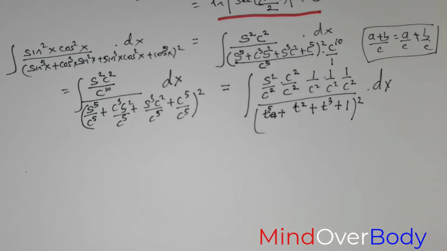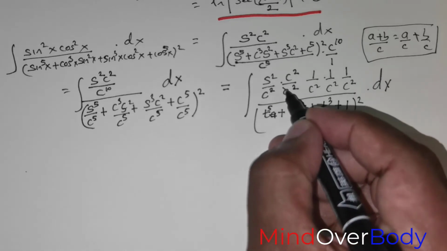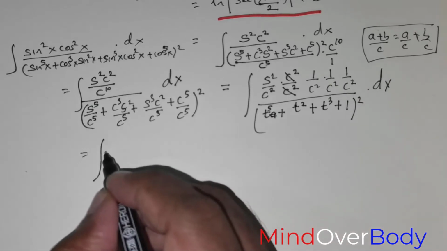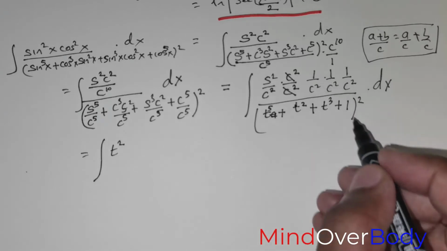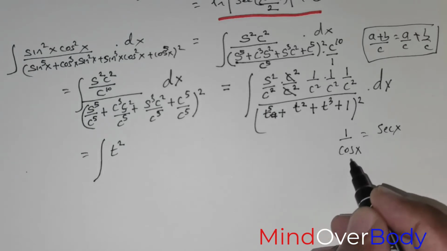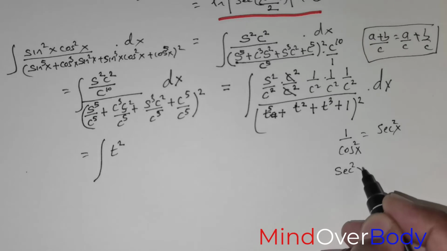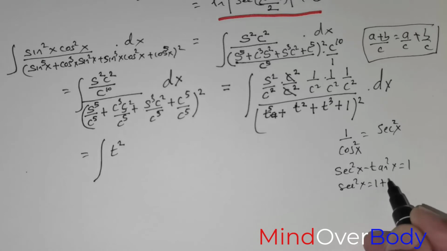So we need to do some alterations like that. Now let us replace s squared over c squared as t squared. Of course, this c squared and c squared in the numerator will be cancelled. So in the numerator I got t squared times, now what is 1 over cos x? 1 over cos x is nothing but secant x. So 1 over cos squared x is going to be secant squared x, right? But we have a formula, secant squared x minus tan squared x is equal to 1. So that would mean secant squared x is equal to 1 plus tan squared x, right?